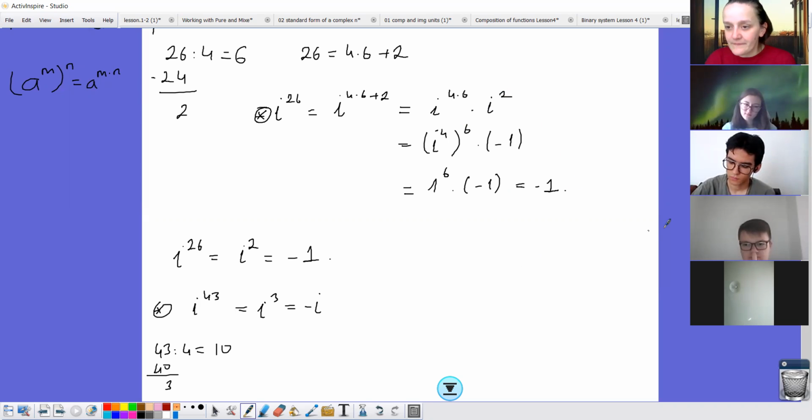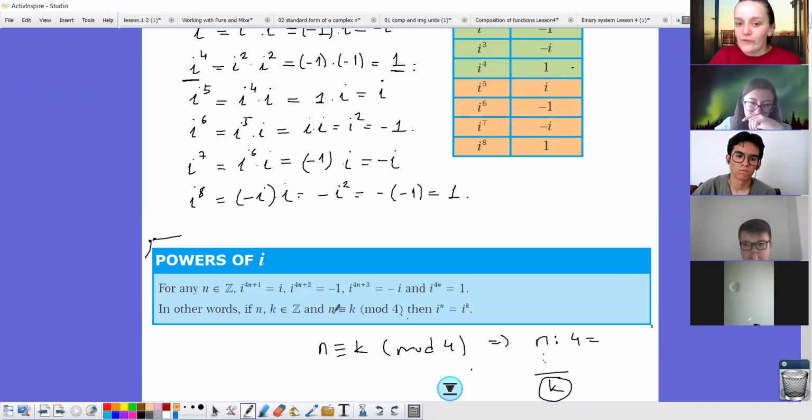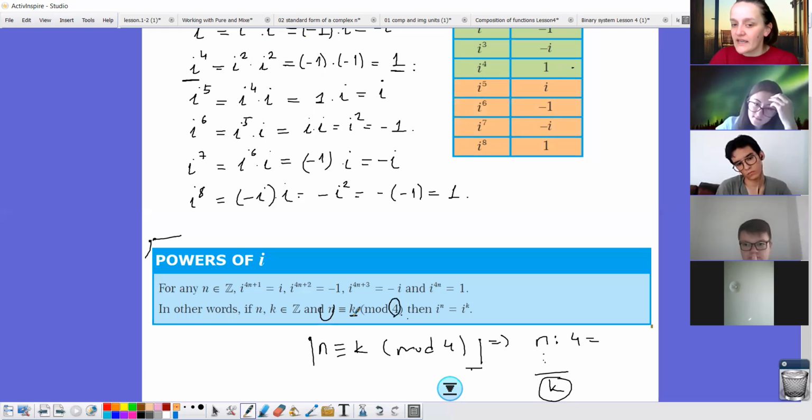And the part that you didn't understand, this one says that when you are dividing, in the modular notation, you are dividing n by 4, and the remainder is k. So if you have this case, it says i to the power of n is equal to i to the power of k. It says take the remainder directly. Okay?